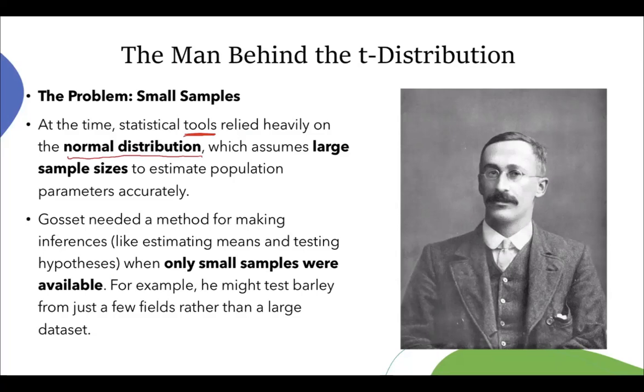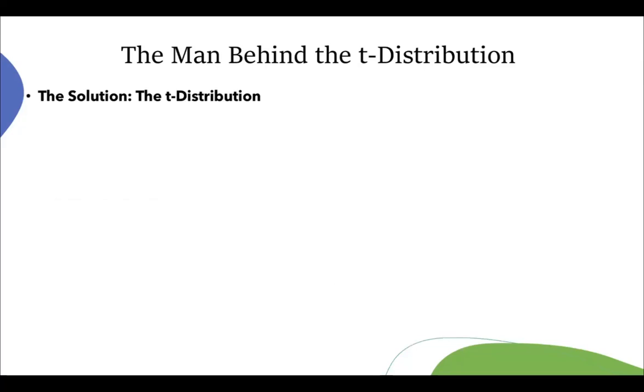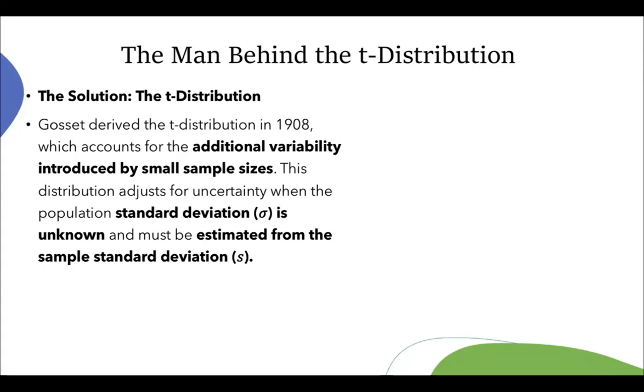Gosset needed a method for making statistical inferences, estimating means, testing hypotheses, when only small samples were available. For example, he might test barley from just a few fields rather than a large data set. So, Gosset developed the t-distribution. This was in 1908, so it's not very long ago. And the t-distribution accounts for the additional variability that's introduced by small sample sizes.